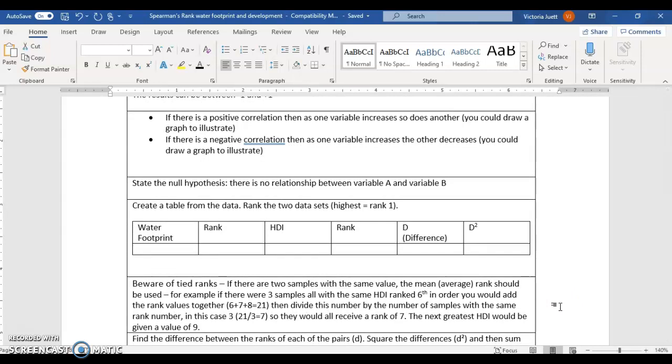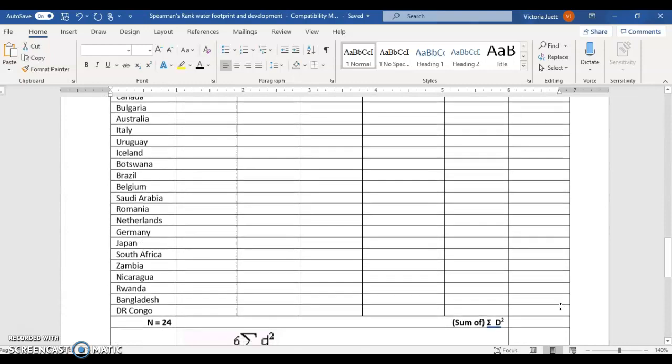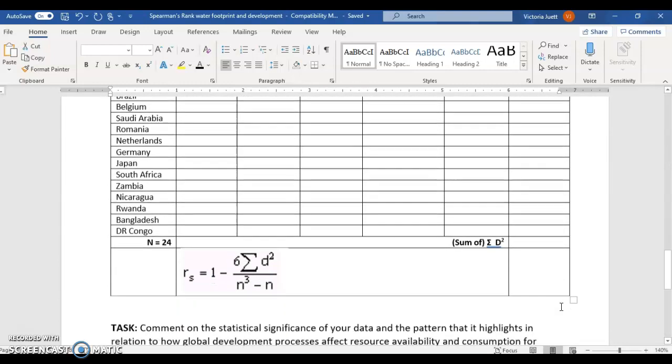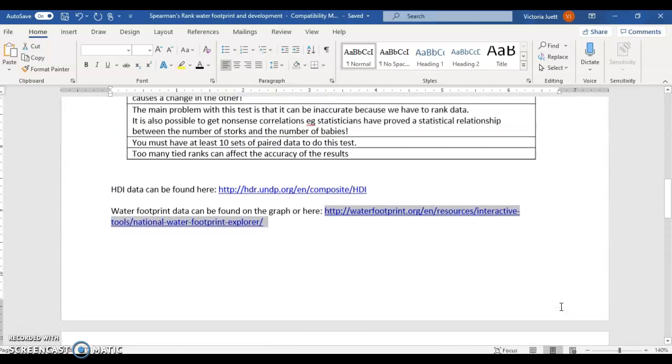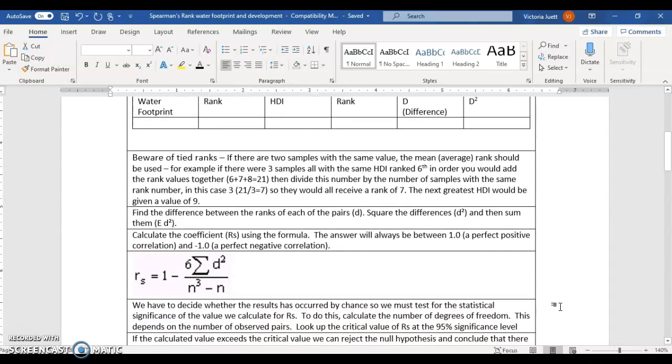So what you're going to do is create a table from the data. Do not miss the fact there is already a table here on the second page with all the countries inside. All you need to do is put in the data and work out the numbers. You put in the data for water footprint and HDI, and once you have put all that data in, you rank the two data sets. The highest number will be ranked number 1, the next highest 2, the next highest 3, all the way down. If you get a tied rank, so there are 2 the same, you should use the average rank.